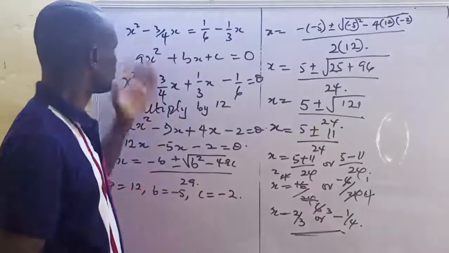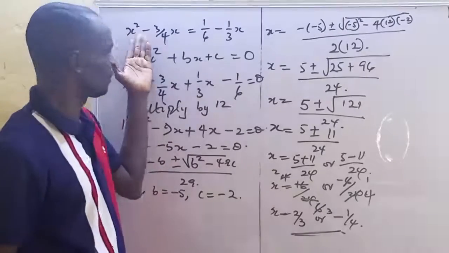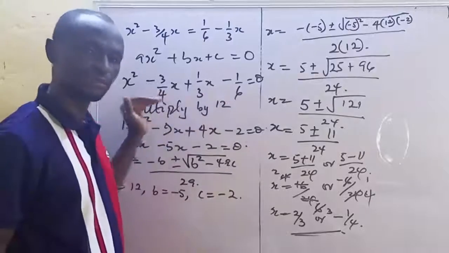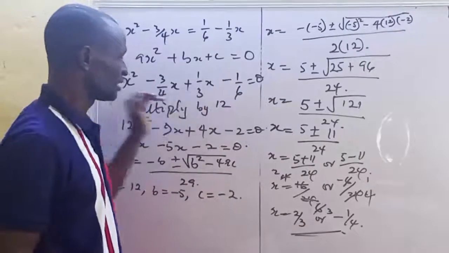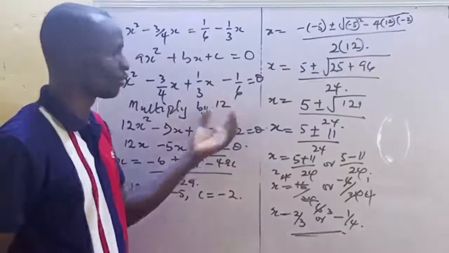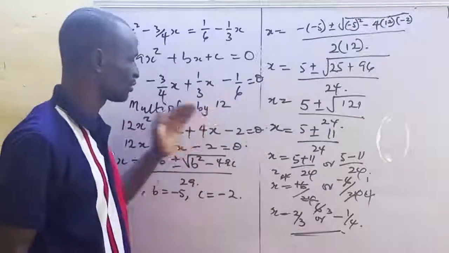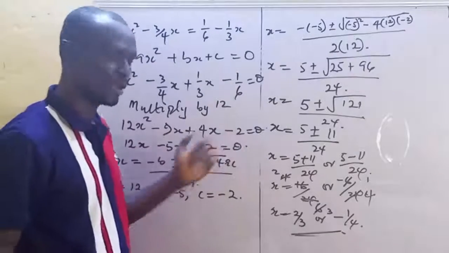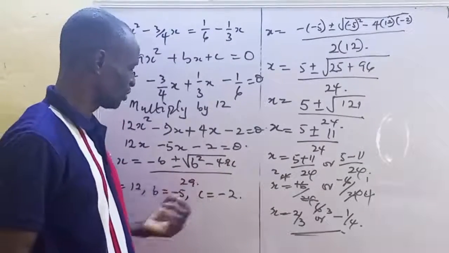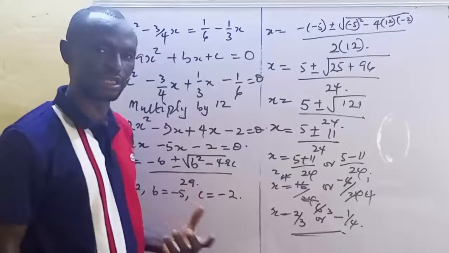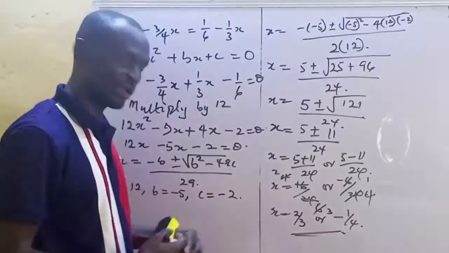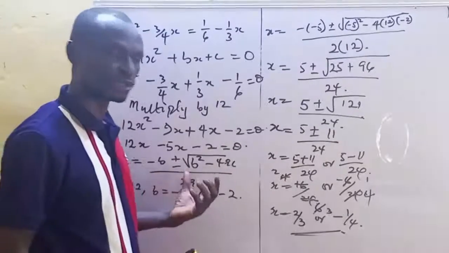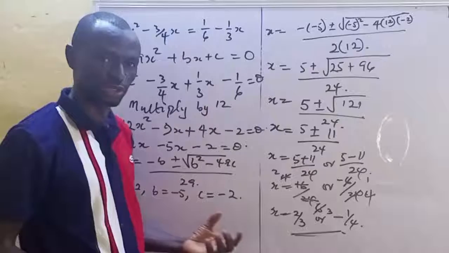Remember what we did? We first rearranged the equation in this format. Next was to remove the denominators. We multiplied through by an LCM that can remove the denominators, which is 12. Then next is to start solving our equation, and we decided to use the formula to make it a little easier for us. But if you are fast and good with the factorization method, you can also use factorization to solve this question.